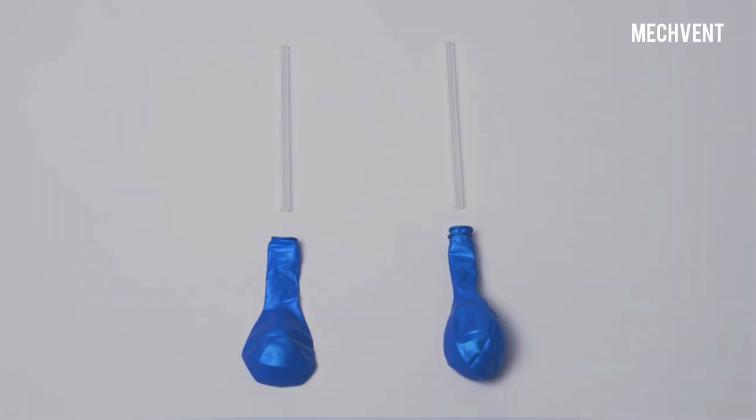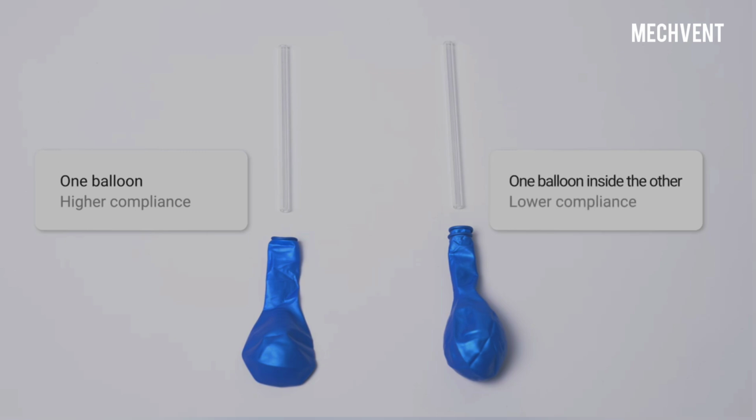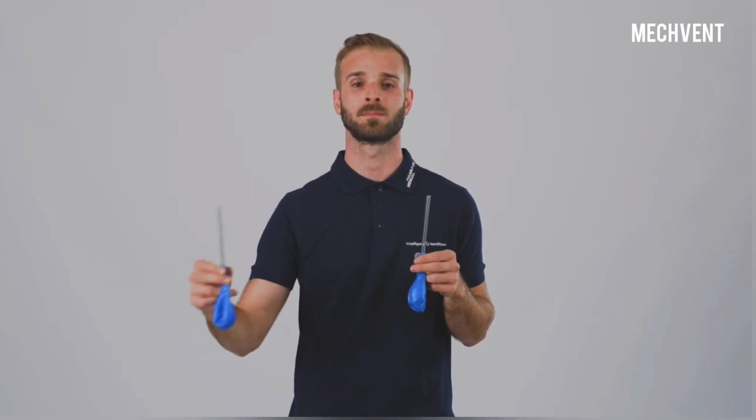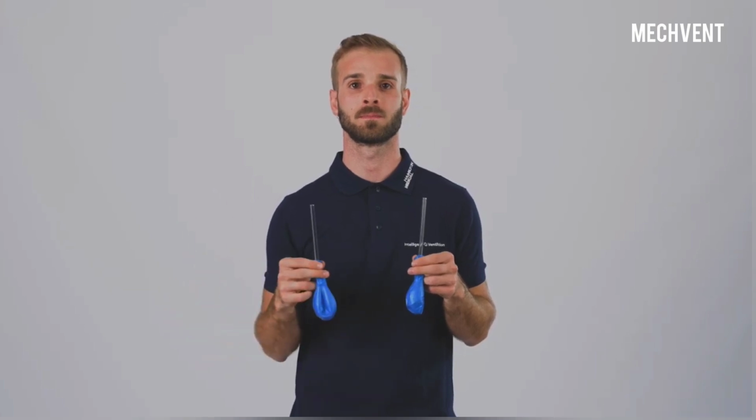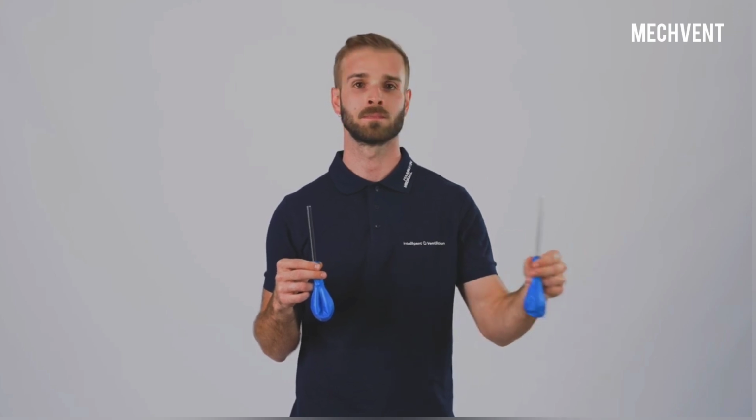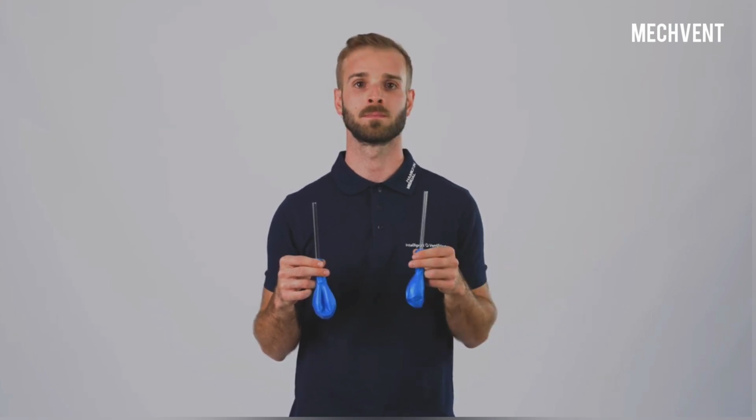Now we show you different compliance with the same resistance. The drinking straws are the same size, so resistance is the same. But on the left, we have just one balloon, while on the right, we have one balloon with another balloon inside it to represent different compliance. The one balloon on the left represents a thinner wall and therefore higher compliance. The balloon with another one inside it on the right represents a thicker wall and therefore lower compliance.